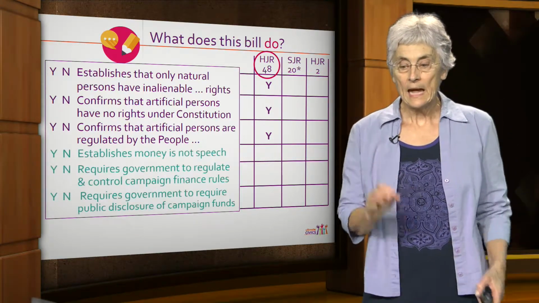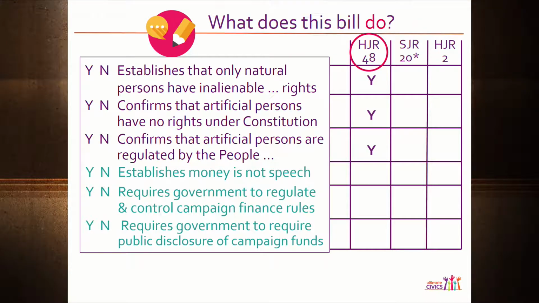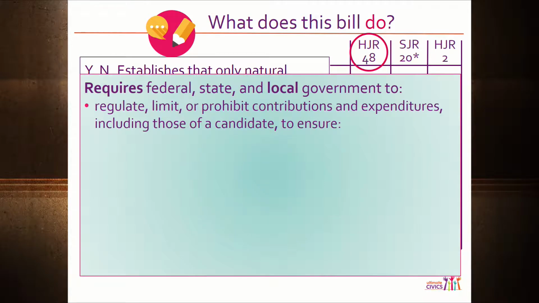I'm going to read these again the first time only. The 3 statements that refer to campaign finance reform are, does it establish that money is not speech? Does it require government to regulate and control campaign finance rules? Does it require government to require public disclosure of campaign funds? So here we go, looking at, again, still at HJR 48 now.